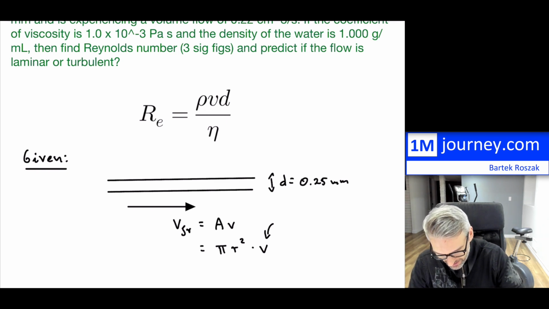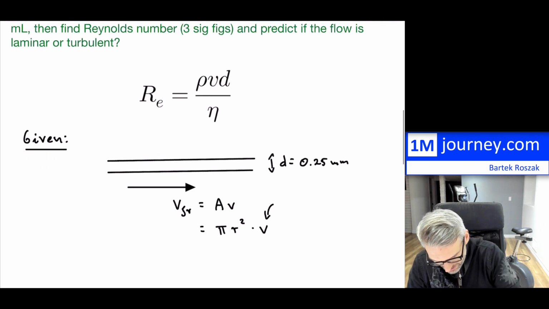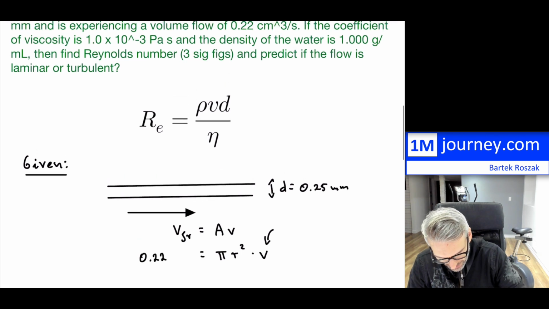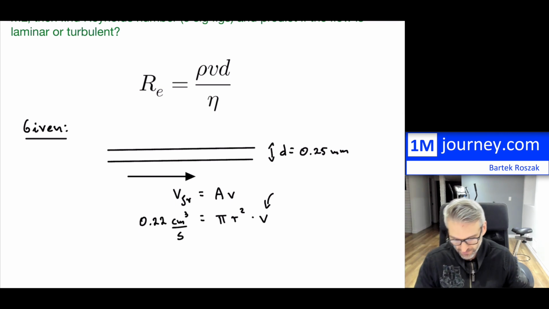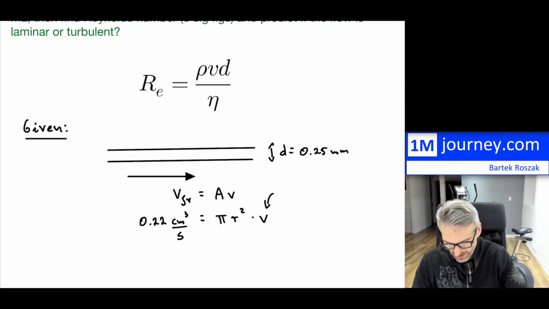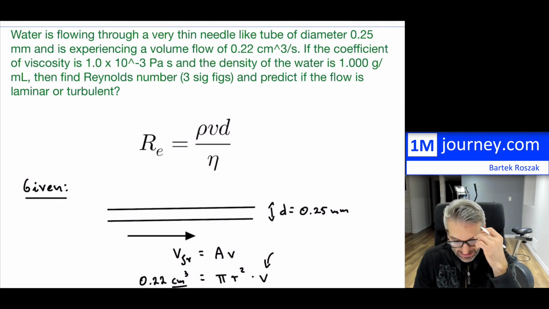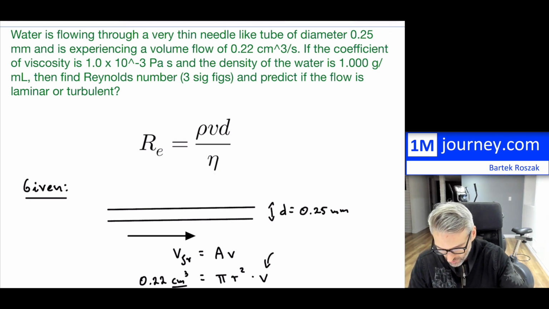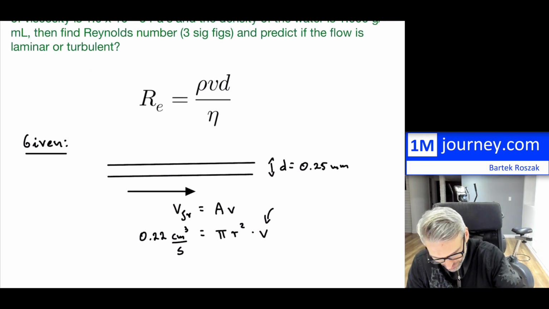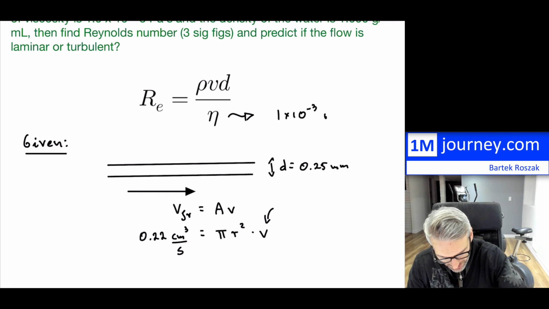They're telling us that this flow is 0.22 centimeters cubed per second. So we have centimeters cubed per second, and we'll find out what this speed is in a moment. So what else do they give us? The coefficient of viscosity is 1 times 10 to the negative 3 Pascal seconds. Let's write that down. So that's 1 times 10 to the negative 3 Pascal seconds.